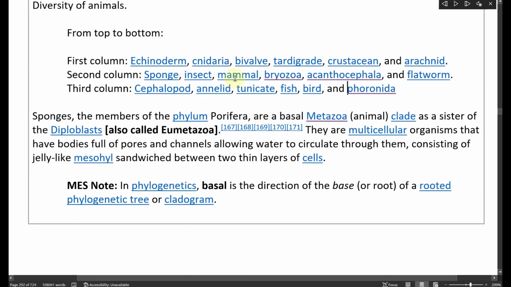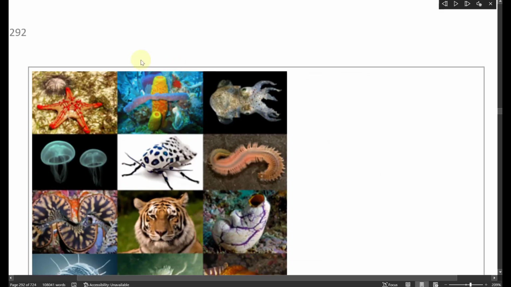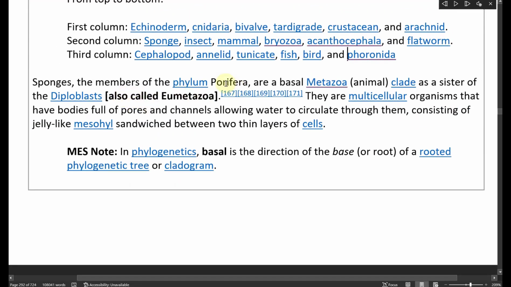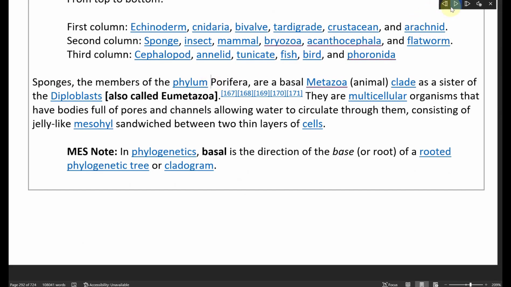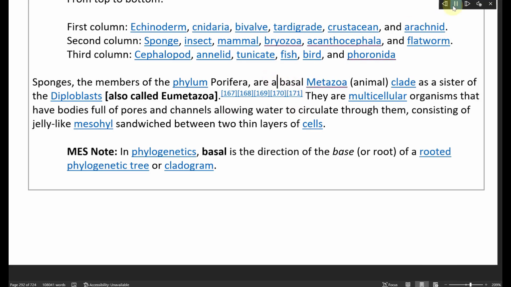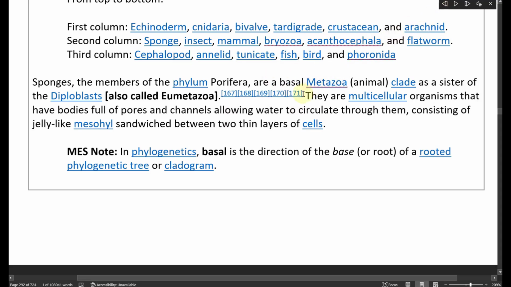Sponges, as we saw in the second column, are members of the phylum Porifera, or basal, meaning the base. We'll get to that in a bit.